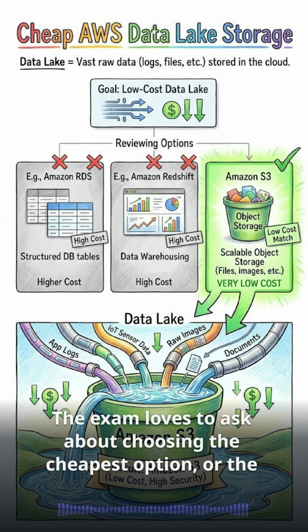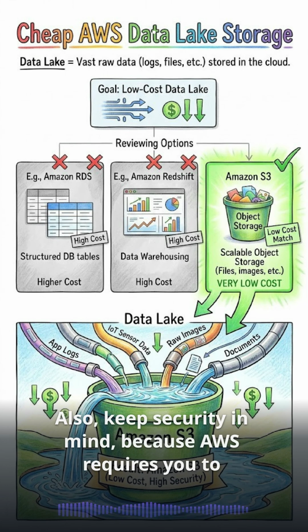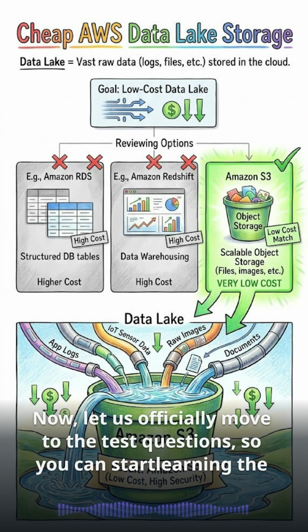The exam loves to ask about choosing the cheapest option, or the fastest option for storage. Remember that S3 is usually the cheapest, while Redshift provides the fastest complex searches for business users. Also, keep security in mind, because AWS requires you to protect data using IAM and KMS keys. Now, let us officially move to the test questions, so you can start learning the real secrets.